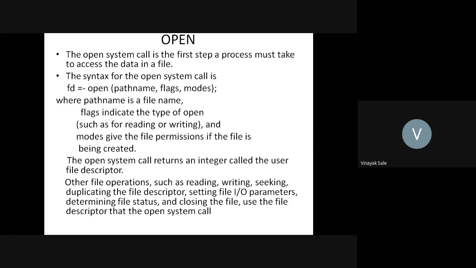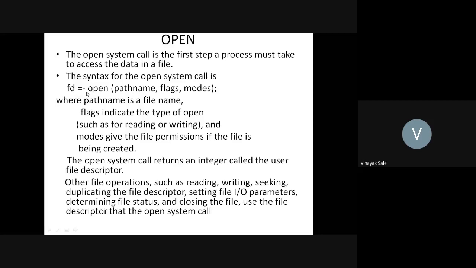So the first system call is open. The open system call is the first step a process must take to access data in a file, and the syntax for the open system call is fd, that is file descriptor, is equal to open, with parameters path name, flags, and modes, where path name is the name of the file, flags indicate the type of open, such as for reading only or for writing only. That is, these flags are for read only mode or write only mode. And the third parameter is mode, which gives file permission if the file is being created.